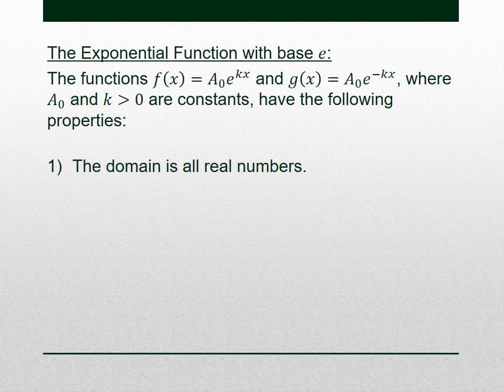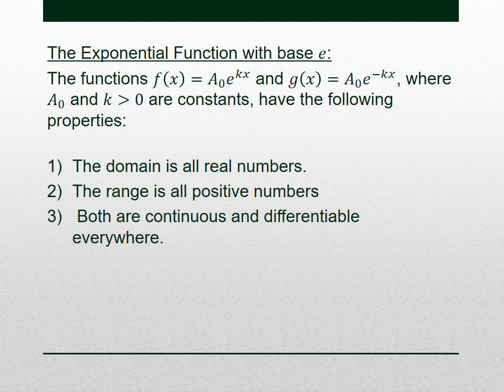These two functions have the following properties. Their domains are all real numbers. You can plug any x you'd like in. The range, again like before, is all positive numbers. They're continuous and differentiable everywhere. Trust me on the differentiability part. We'll figure out what the derivative is in 4.3, so that's next time. And the point (0, a naught), a sub 0, is on the graph of both of those.